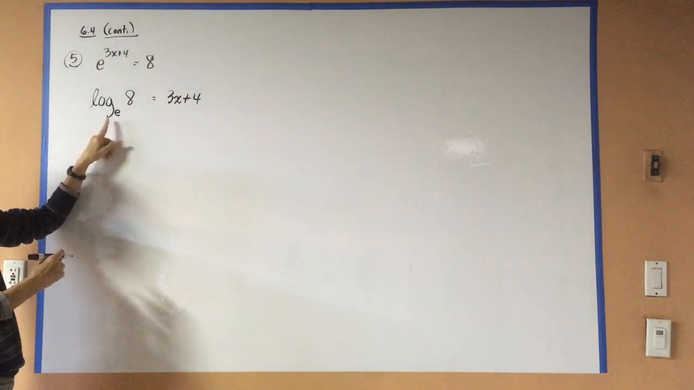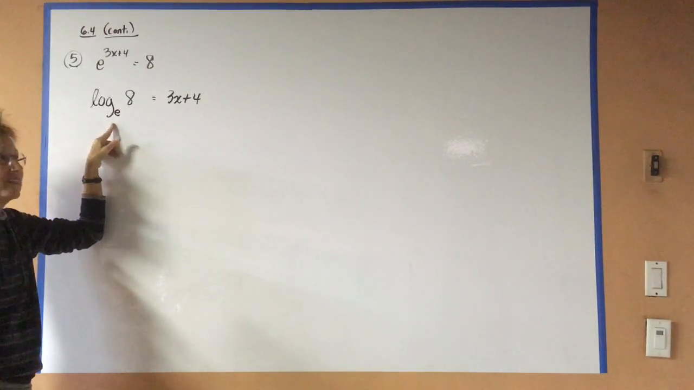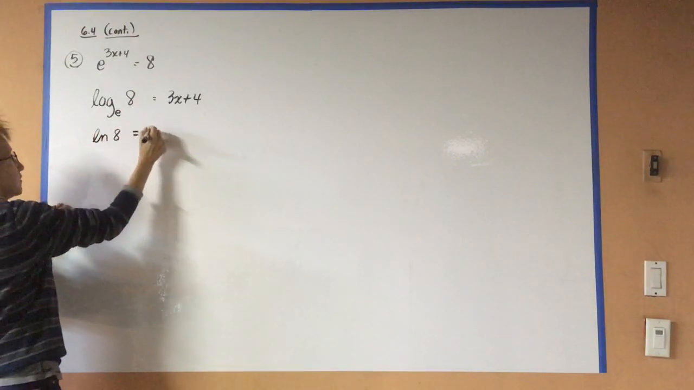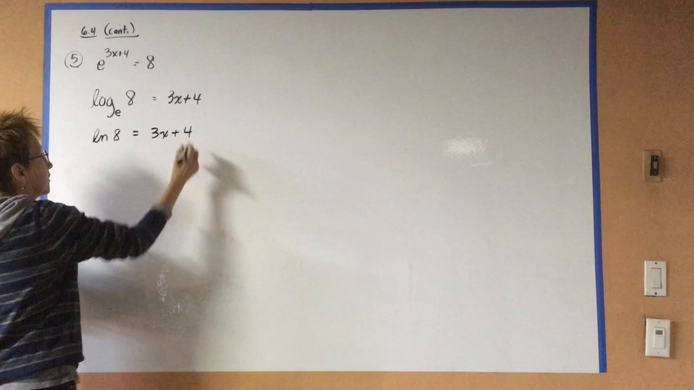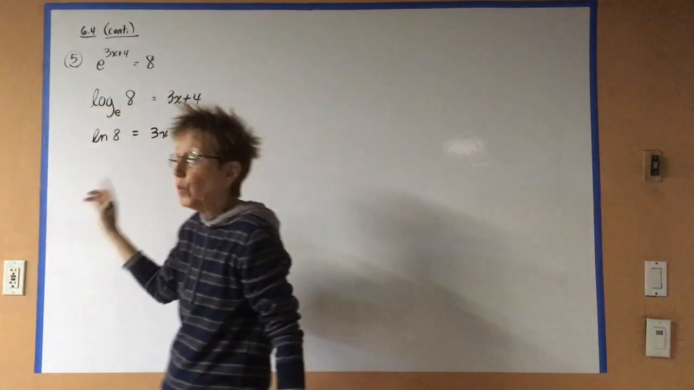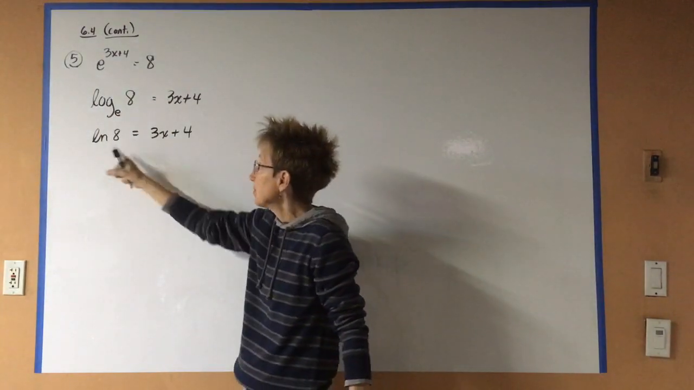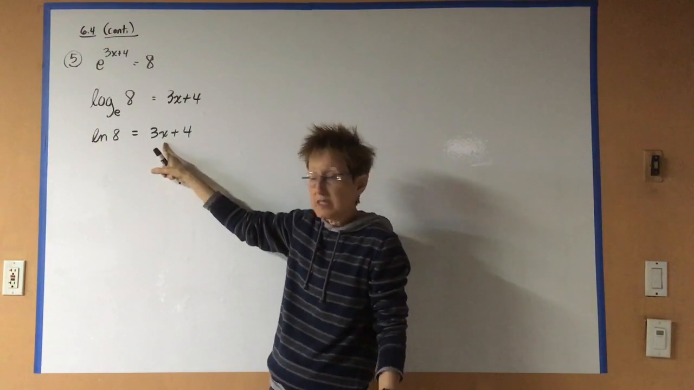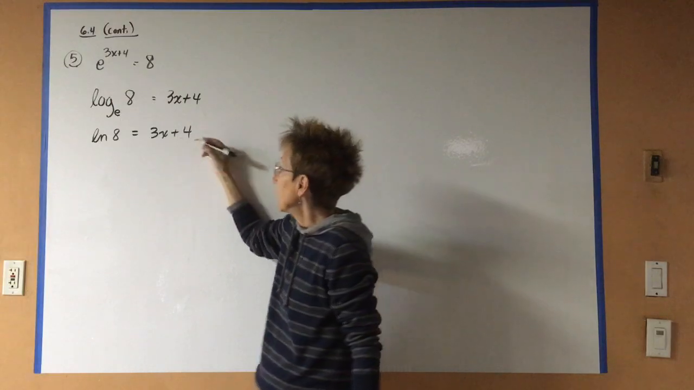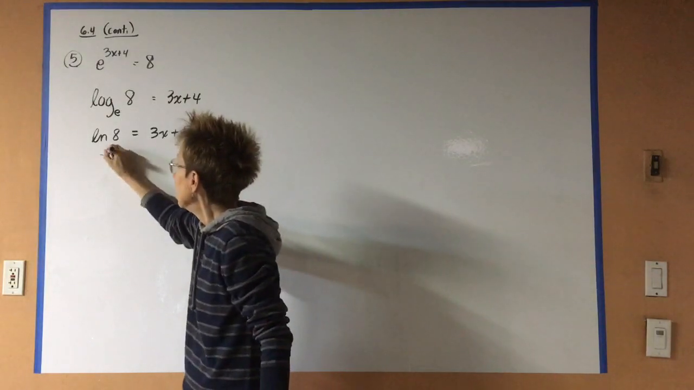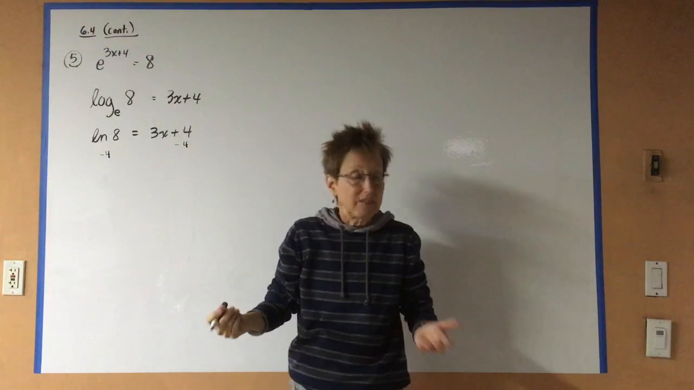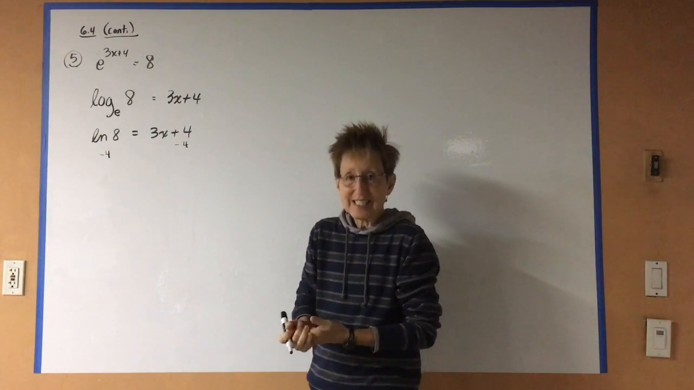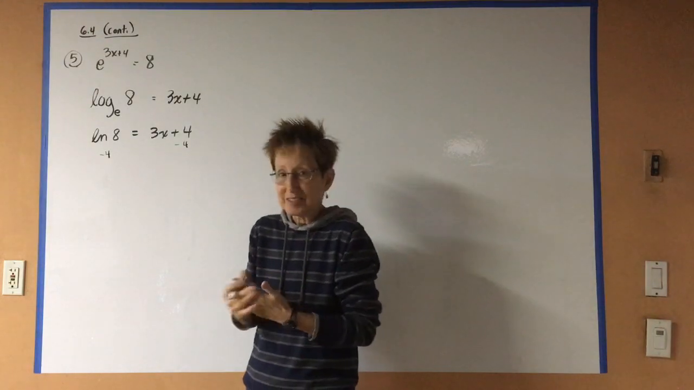Or in other words, what's another way we can write log base e? That's just natural log. So this is natural log of 8 is equal to 3x plus 4. What kind of an equation is this? Well, where's my unknown? It's right here. This is linear. So that means I can solve this for x. I need to subtract 4. Natural log of 8, ln of 8, is a number. It's a constant. It's also going to be irrational.